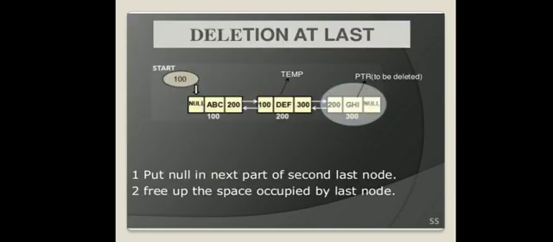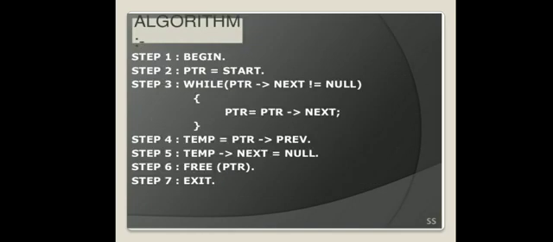Now we'll see deletion of the last node in the linked list. Put null in the next part of the second last node, and free up the space occupied by the last node. So this is the algorithm. First step, begin. Second step, ptr is nothing but start. Step 3, while ptr of next not equal to null, ptr is the ptr of next. Step 4, temp is equal to ptr of previous. Step 5, temp of next equal to null. Step 6, free that pointer, exit.